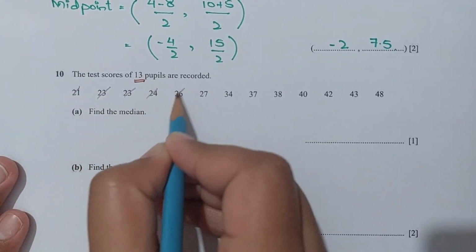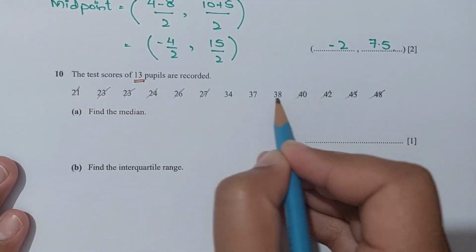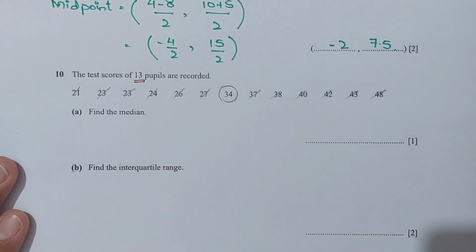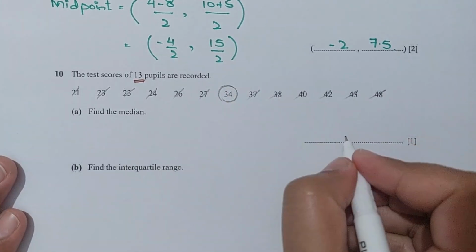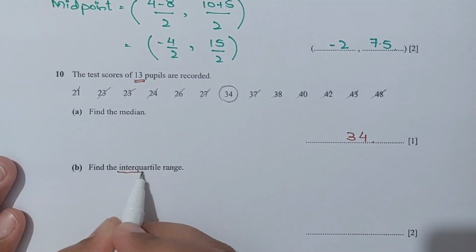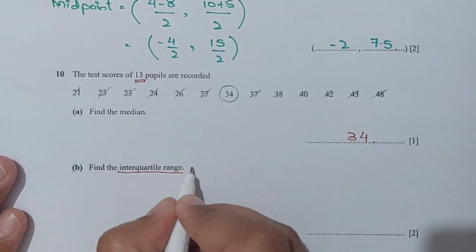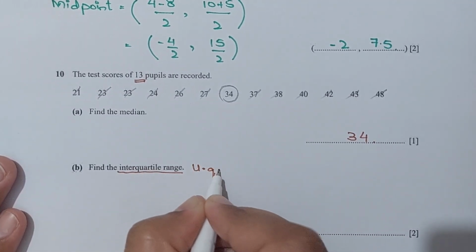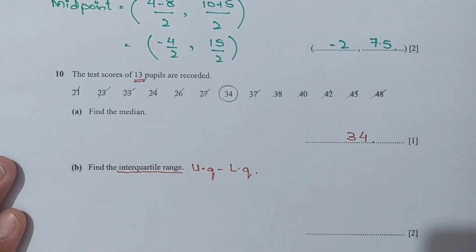1, 2, 3, 4, 5, 6. That is the middle value of the data. So we can say the median is 34. Now for part B, find the interquartile range. The interquartile range is the difference between the upper quartile and the lower quartile.